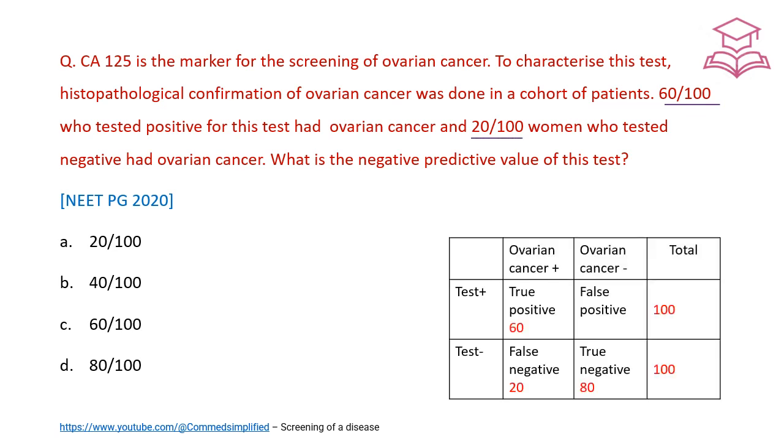60 out of 100 tested positive has ovarian cancer. So, true positive is 60. And 20 out of 100 women who tested negative had ovarian cancer. That is the false negative, 20. Now, negative predictive value is equal to true negative by total test negative into 100. Now, we get the true negative value as 80. So, 80 out of 100 is the answer.